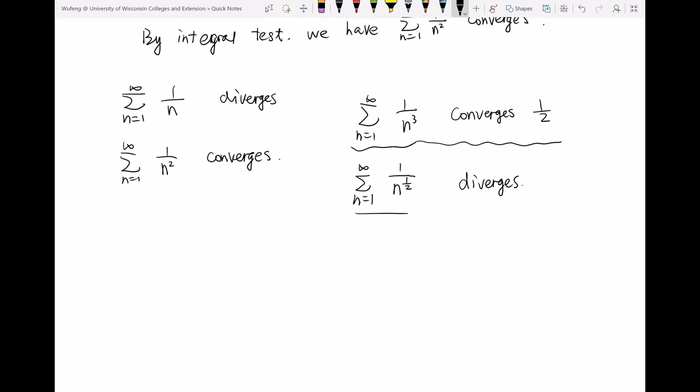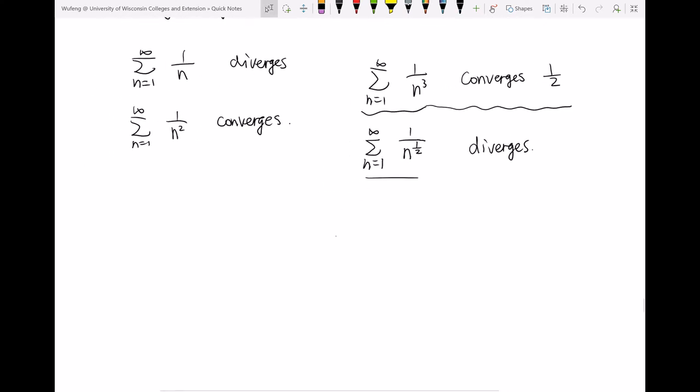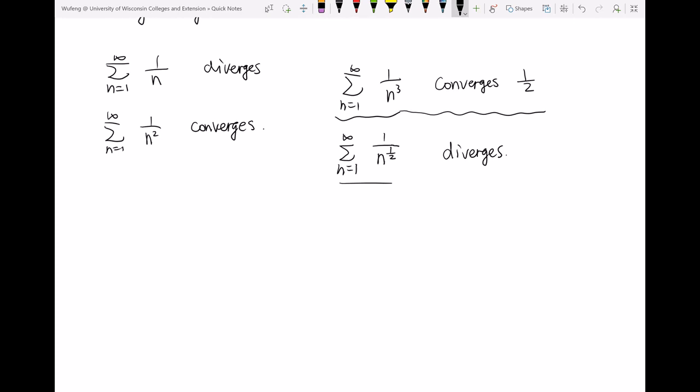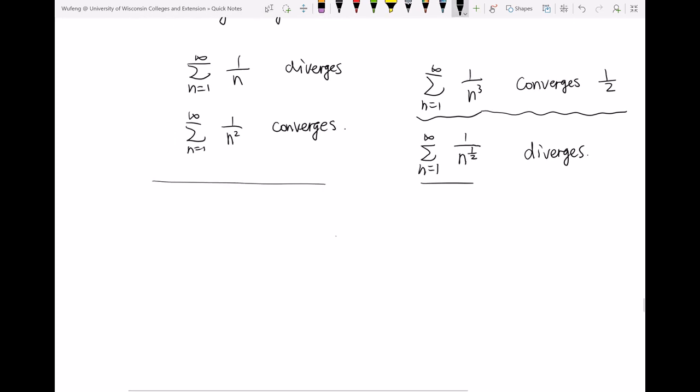So now, actually, I'm going to explain it real quick. Not really spend a long time, but I'm going to explain it real quick, okay? So let's look at 1 over n cubed. I'll just leave it here. We're going to come back to here again, okay? Let's look at 1 over n cubed.